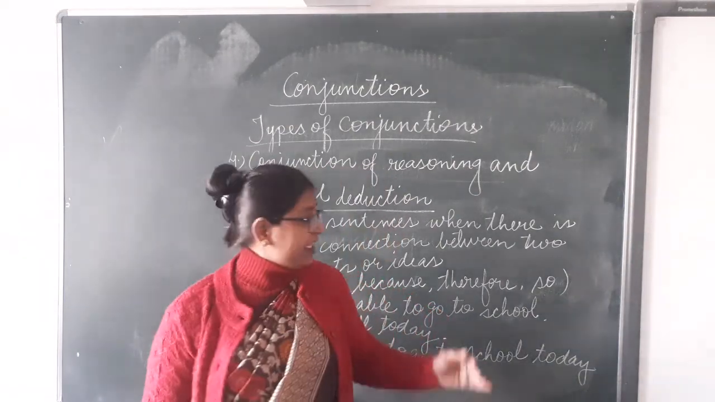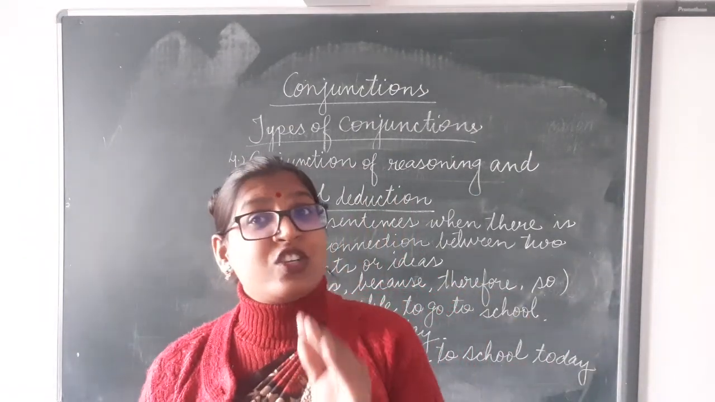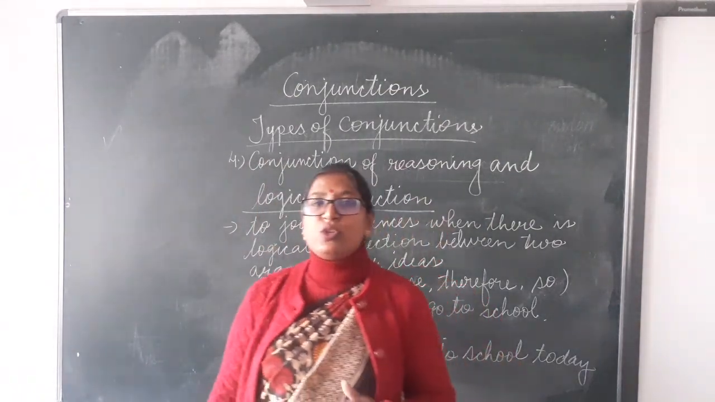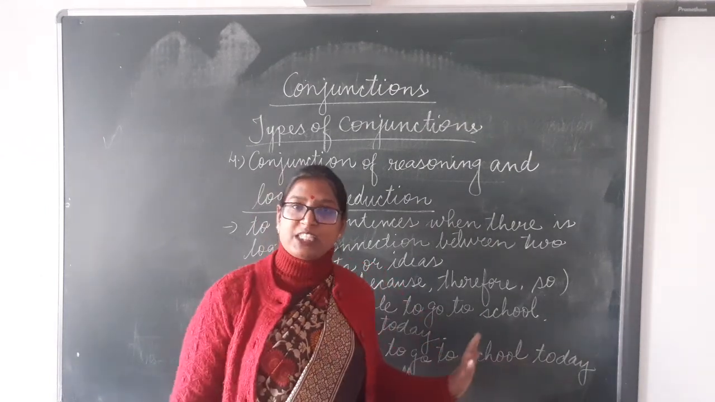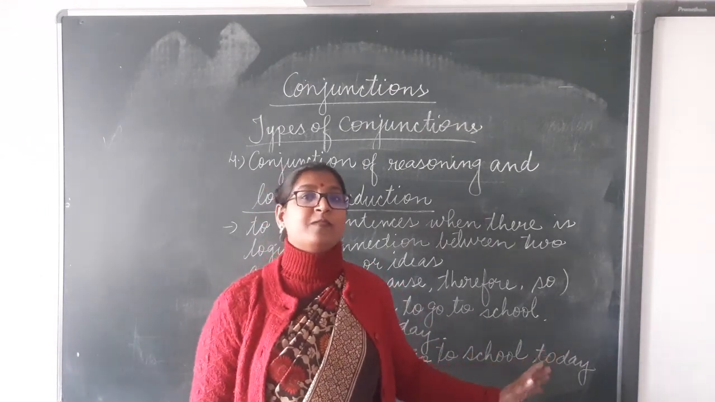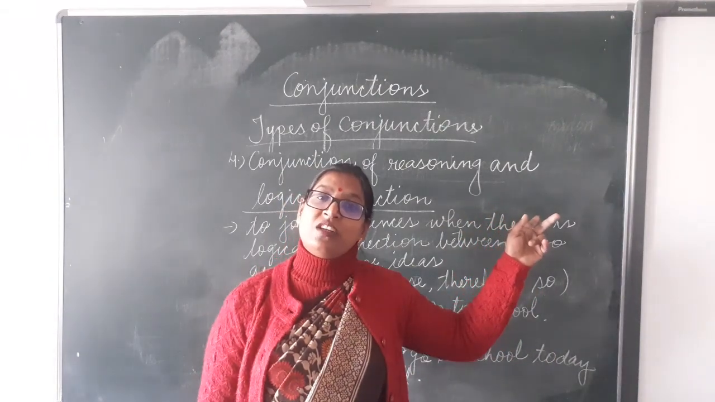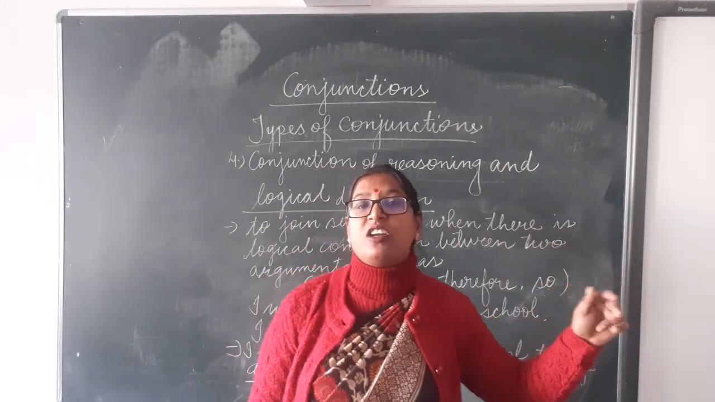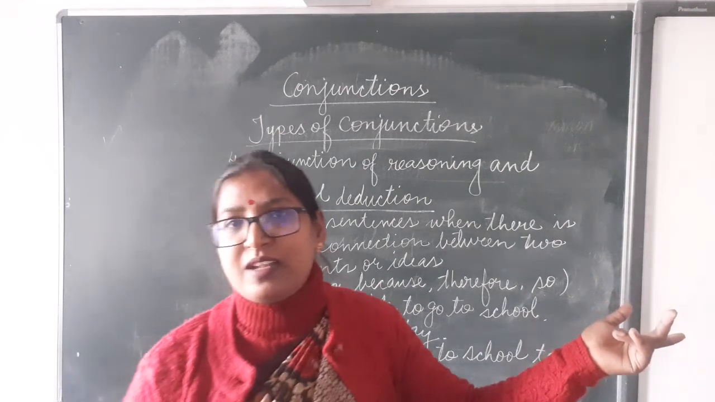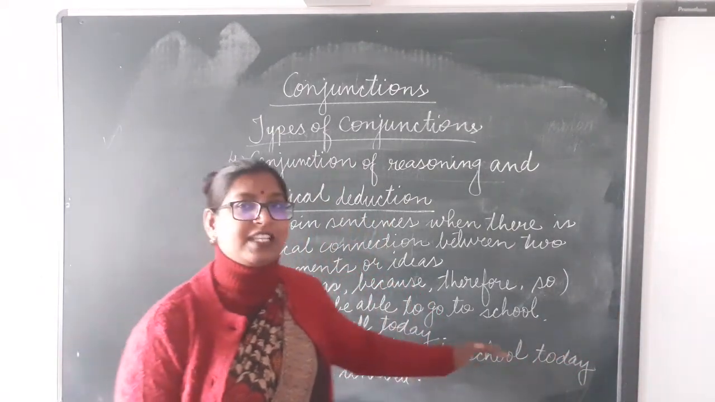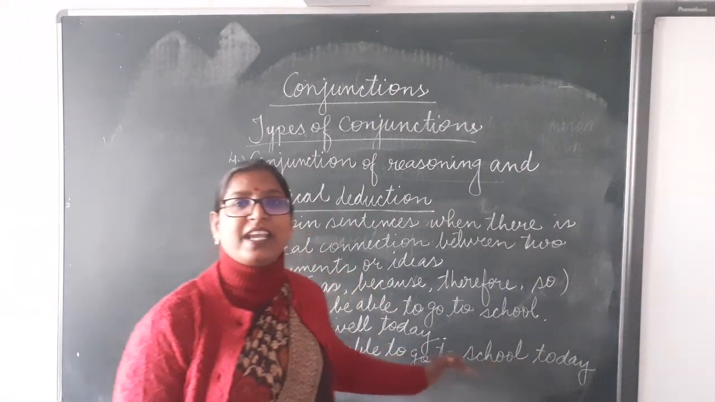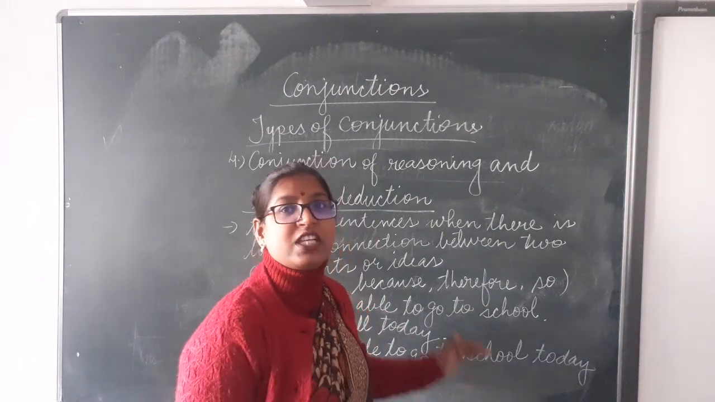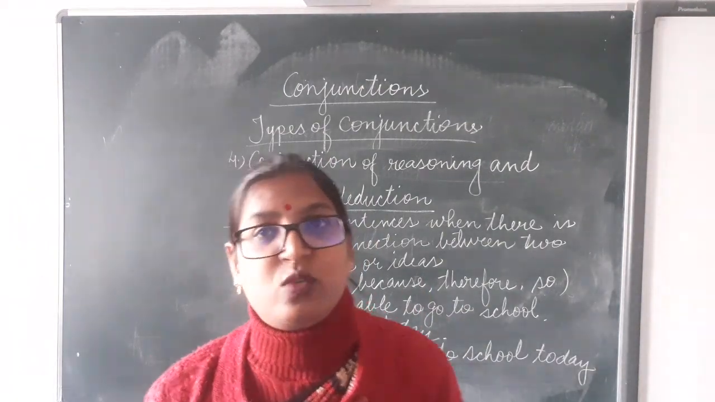So, by using any suitable conjunction of logical deduction only, we can use to join. Here, beta, as per the sentence, as per the requirement, we cannot use the conjunction of choice or conjunction of addition or conjunction of contrast. Because here we can see these are two different ideas and there is a logical connection between them. So we have to use the suitable conjunction only as per the requirement.